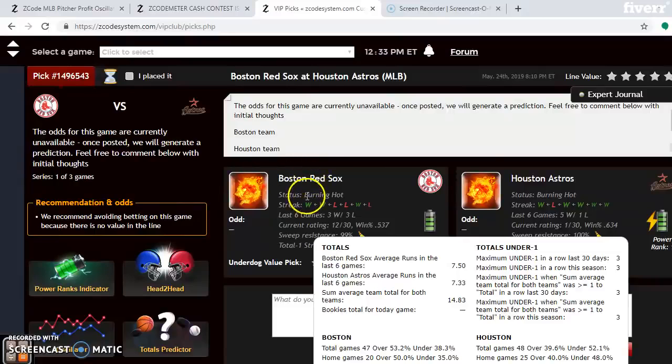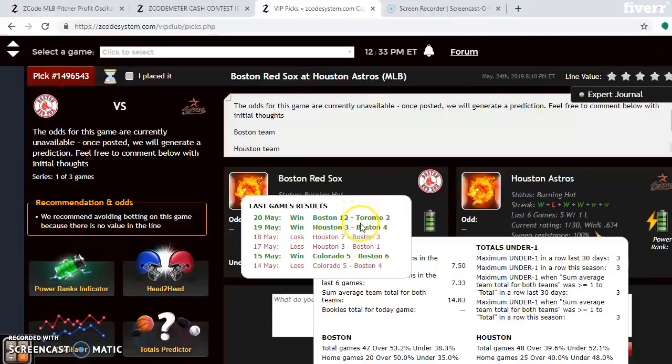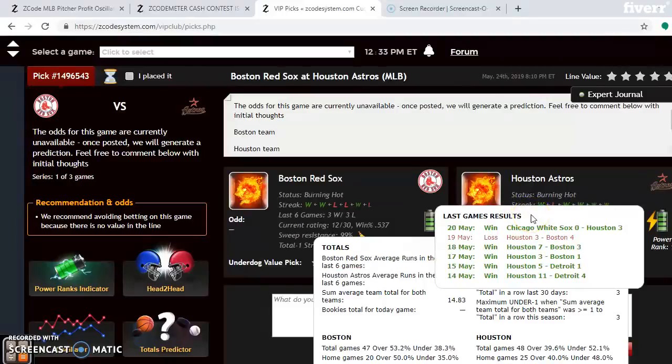The one I'm looking at first here is the Boston Red Sox versus the Houston Astros. You see Boston is burning hot. Houston is also burning hot. If you look at what the teams have done over the last 6, Boston has won 2 in a row after losing 3 out of their last 4, but Houston has won 5 out of their last 6.